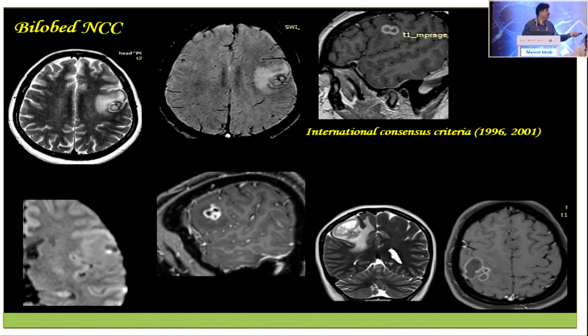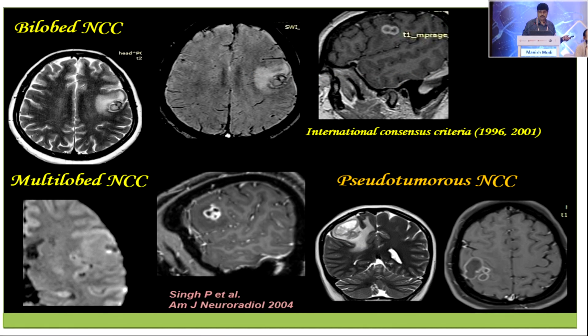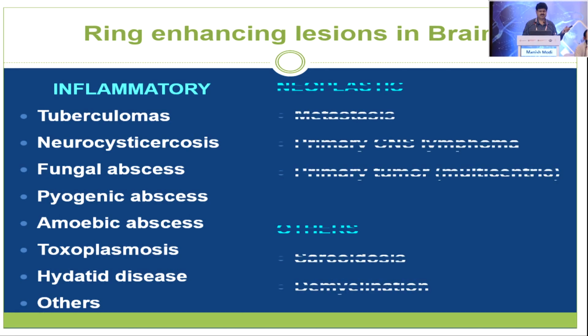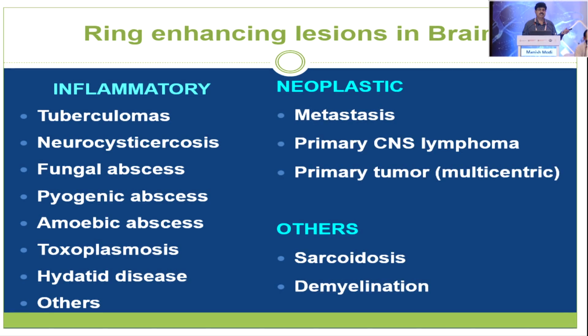And this also ultimately turned out to be a case of pseudo-tumorous neurocysticercosis, and we have reasons to say why it is so. So we are today focusing only on NCC and tuberculoma. We never talked about fungal, we never talked about brain abscesses, we never talked about pyogenic, amoebic, toxoplasmosis. So this is a huge list. And the differential diagnoses, as we all know, are varied.